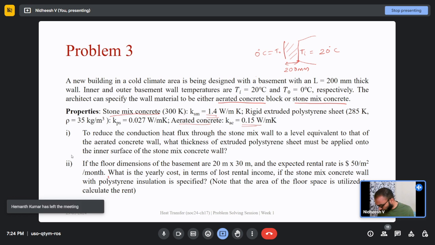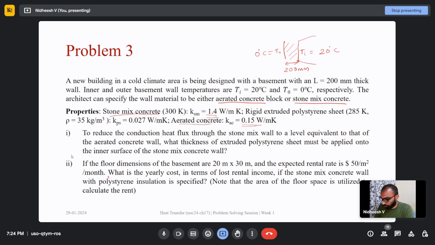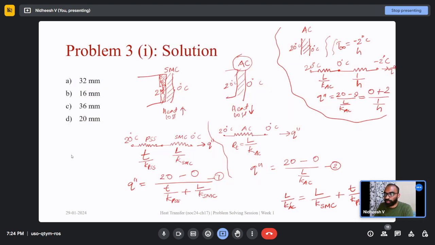Okay, I think I have the calculator result somewhere here. It should be 32 millimeters. Is someone getting 32 millimeters? 0.032, yes, 0.032 meters, right? Yes. Okay, then our approach is correct. We are getting 32 millimeters as the thickness of polystyrene sheet that we need to add to make the combined heat loss equal to that of aerated concrete.